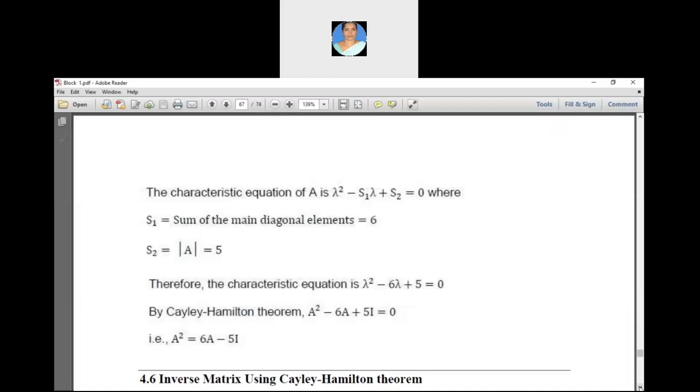Now you substitute in the characteristic equation formula, we get lambda square minus 2 lambda plus 5 equal to 0. By Cayley-Hamilton theorem, lambda equal to A, and A square minus 2A plus 5I equal to 0. This is our Cayley-Hamilton theorem equation. Now you find A square, then substitute and simplify this.